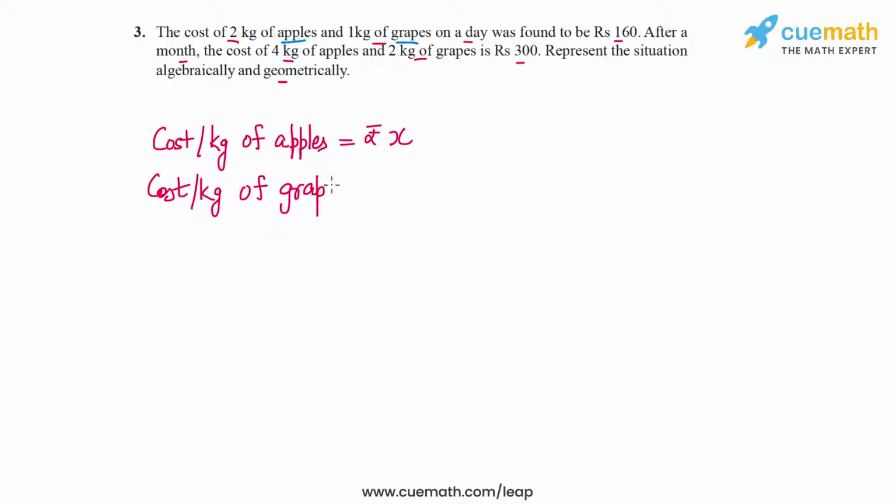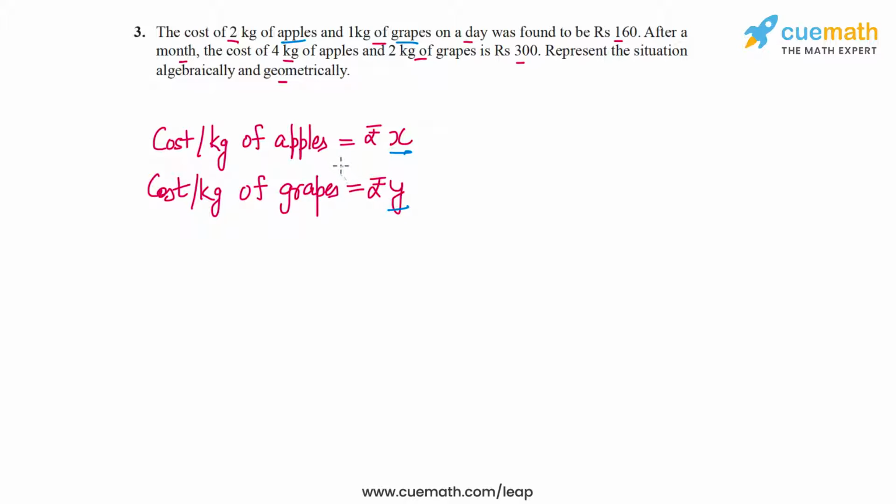So let's assume that the cost per kg of apples is rupees X, and the cost per kg of grapes is rupees Y. So in this situation, the two variables are X and Y. Now the information given in the problem will help us make a pair of linear equations in X and Y.